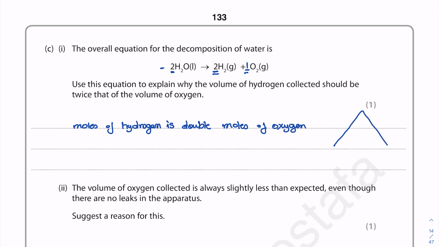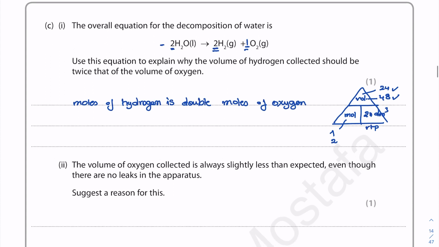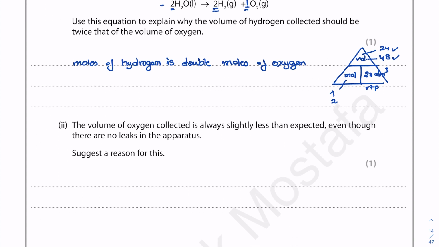Of course you all know that moles equal volume over 24 cubic decimeters at RTP. So if I collect 1 mole of oxygen gas, the volume is 24. If I collect 2 moles of hydrogen, the volume is 48. So the volume of hydrogen is double the volume of oxygen, because the moles of hydrogen are double the moles of oxygen.